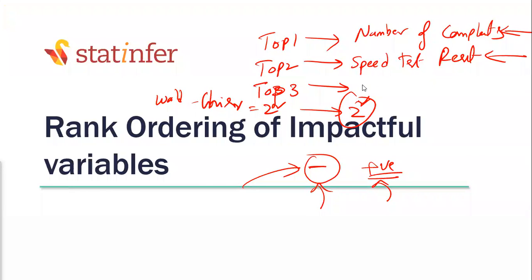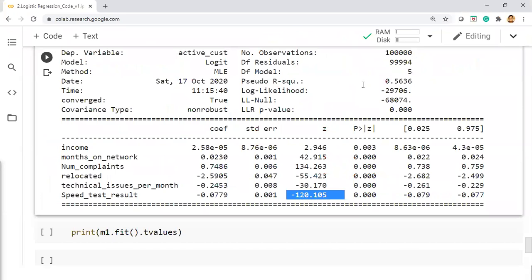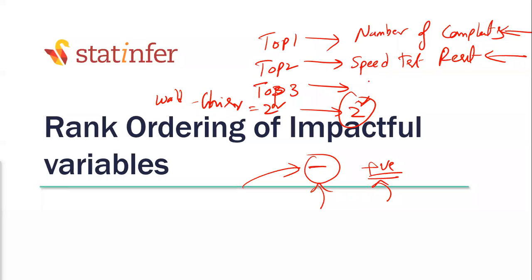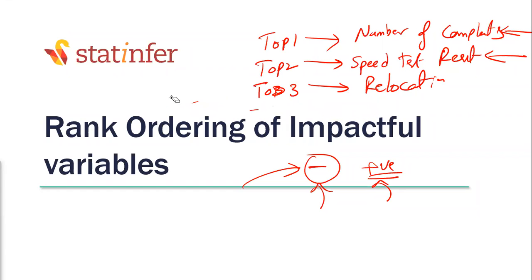Third variable, what is the third variable in this list? What is the third one? Is the relocation. Relocation. So what we can tell in this extra, which was not possible in linear regression, we can not only build the model, we can go back to business and tell, hey, maybe you can work on number of complaints, somehow reduce the number of complaints, then attrition will reduce. Maybe increase the speed test, then attrition will reduce. That's why there is a negative result. Like you increase the speed, then attrition will go down.